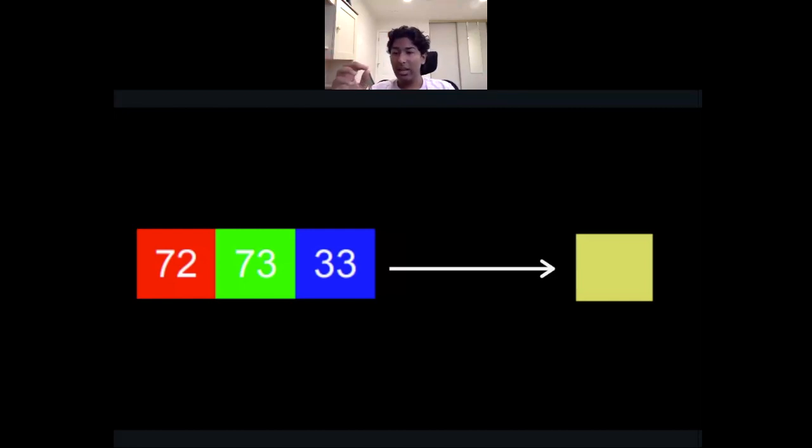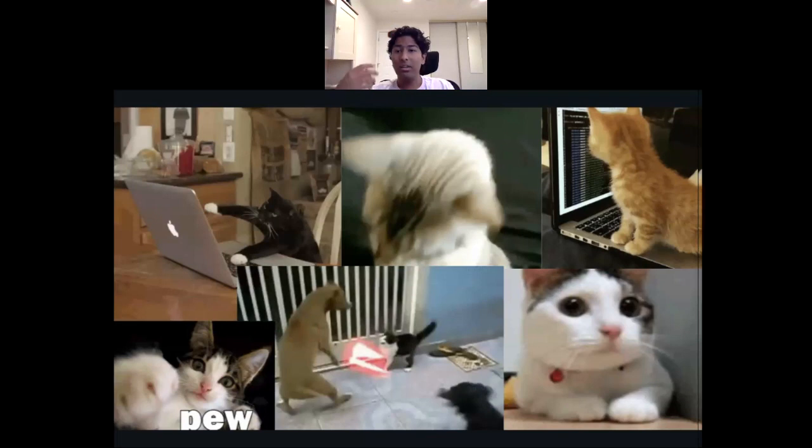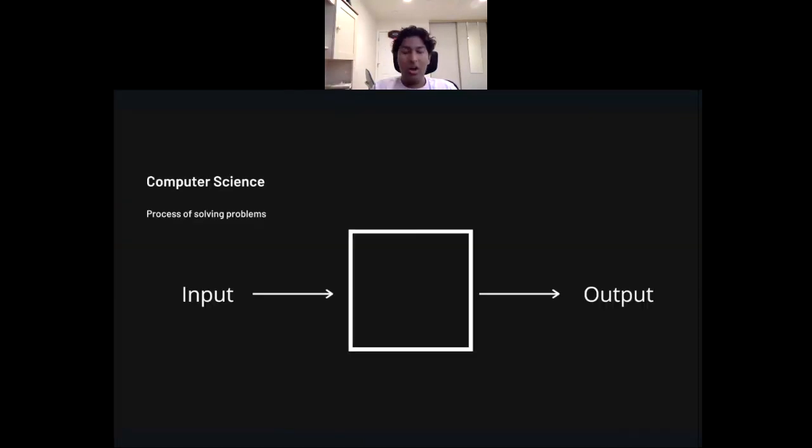And with tiny, tiny colors, we can represent images that are made out of pixels. We can create high-resolution pictures, and we can also create various types of videos. Now, after all of this, we once again come back to the problem: if computer science is the process of solving problems, then what is the thing in between, the black box that we haven't talked about? How does the computer take an input and magically produce an output?